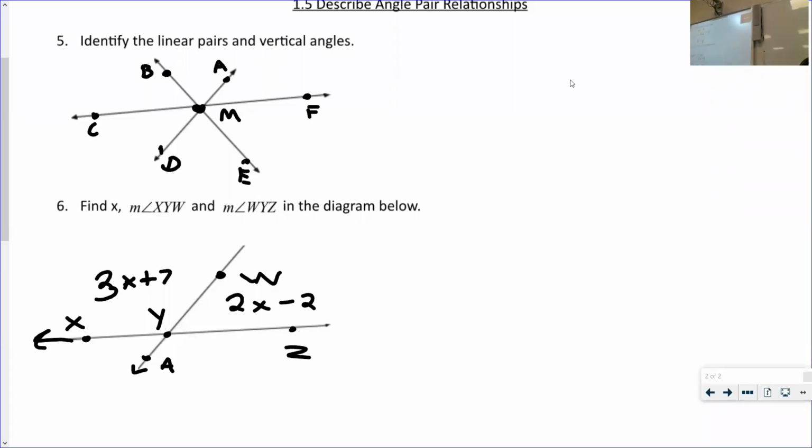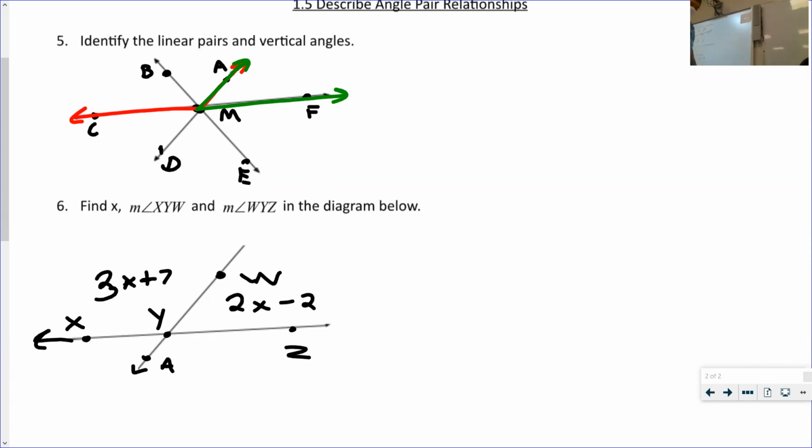All right, so number 5, identify linear pairs of vertical angles. Like I said, I'm going to go over a couple of linear pairs because there's a bunch of them. First I'm going to color it with color. Here's a linear pair that we could possibly have: CMA and AMF. If you look at the angles, they both share ray MA in the middle.